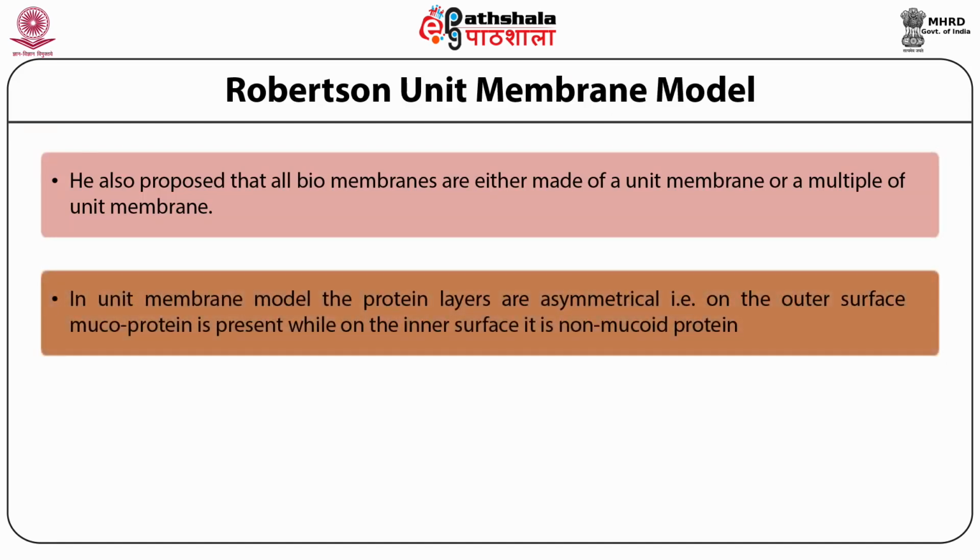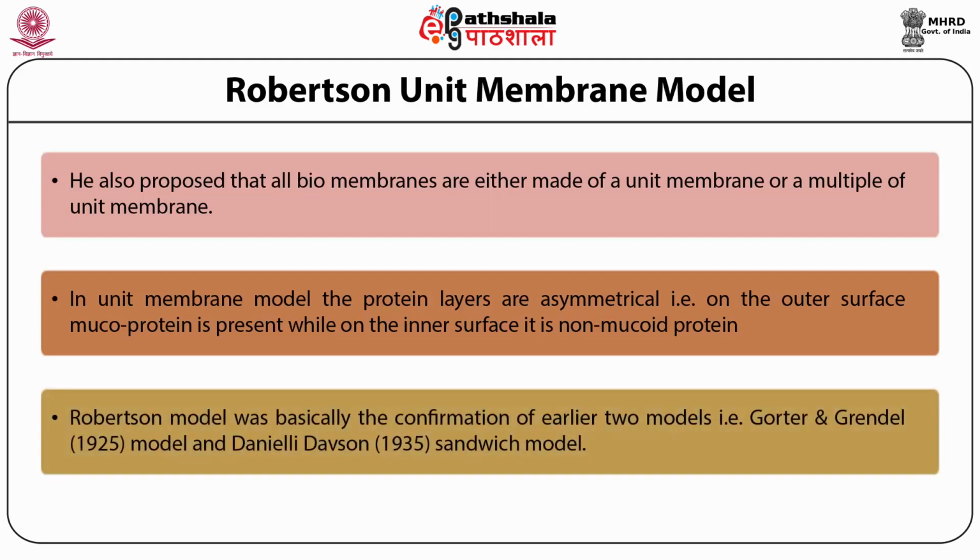In unit membrane model, the protein layers are asymmetrical, that is, on the outer surface mucoproteins are present while on the inner surface it is non-mucoid proteins. Robertson model was basically the confirmation of earlier two models, which were Gorter and Grendel model of 1925 and Danielli-Davson model, which was proposed as a sandwich model in 1935.